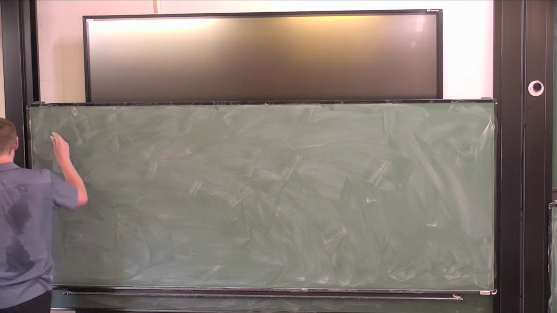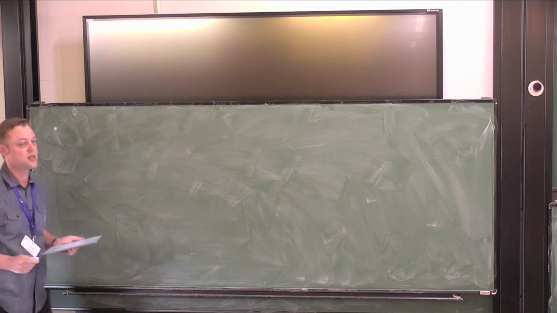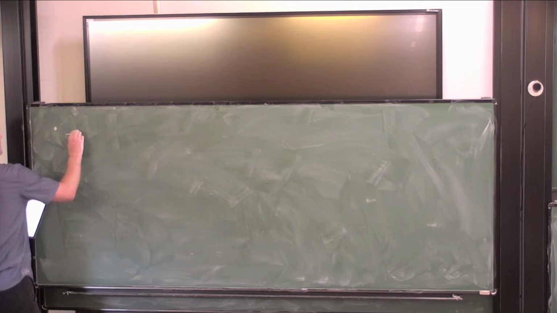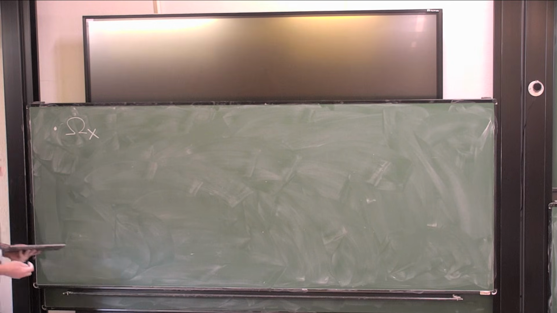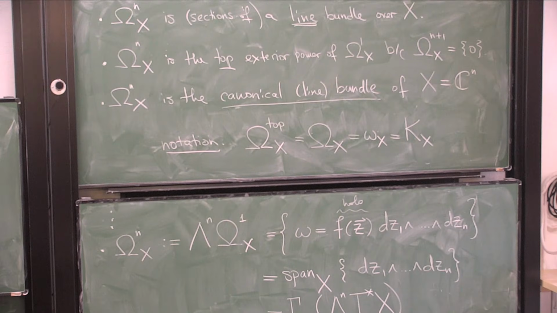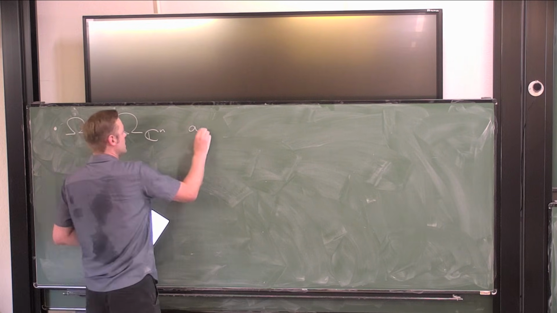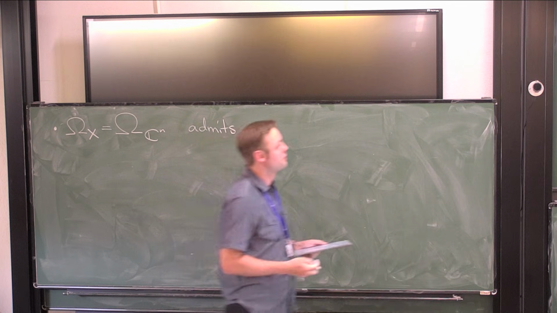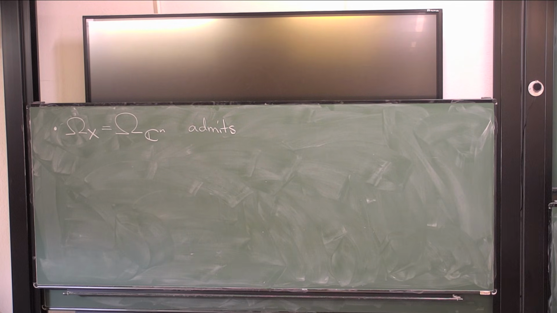So when X is equal to C to the n, there's something special about the canonical bundle that doesn't happen for most other complex manifolds. So this omega x, I'll use the notation capital omega x for the canonical bundle. Omega x, in the special case when x is C to the n, admits a global section. Remember we talked about these bundles being sets of local sections.